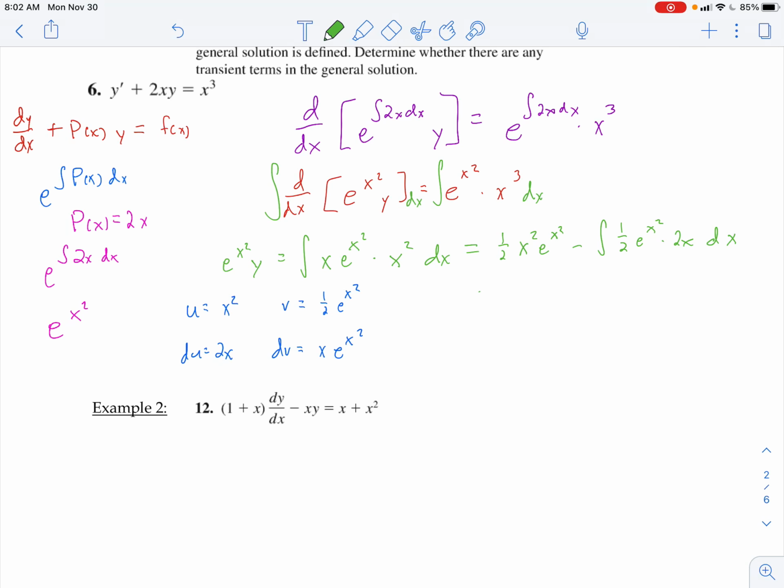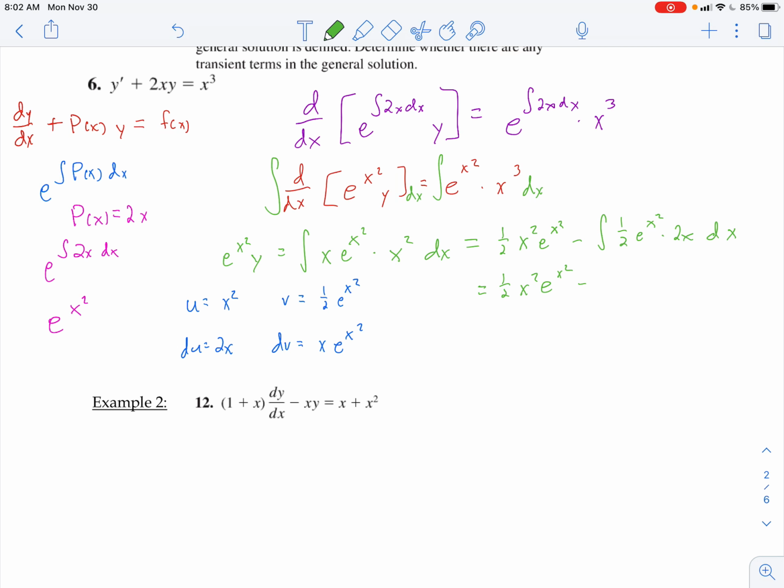So then I'm left with, on the right-hand side, 1/2 x squared e to the x squared minus, all right, that 2 and 1/2 are going to go away, so it's just e to the x squared x. Again, I'm going to need a 1/2, so I have 1/2, and then that's just e to the x squared, and then we have that plus c on the outside. Now, on the left-hand side, we can't forget we have e to the x squared y. So e to the x squared times y is equal to 1/2 x squared e to the x squared minus 1/2 e to the x squared plus c.